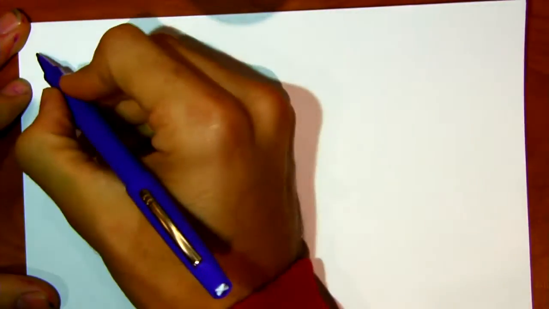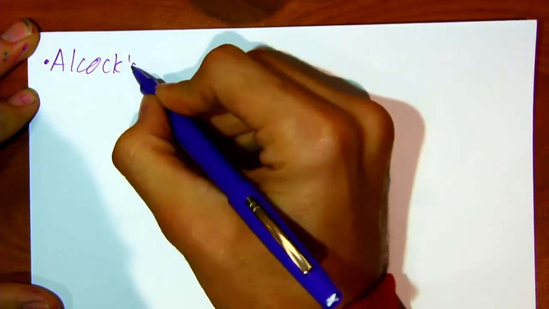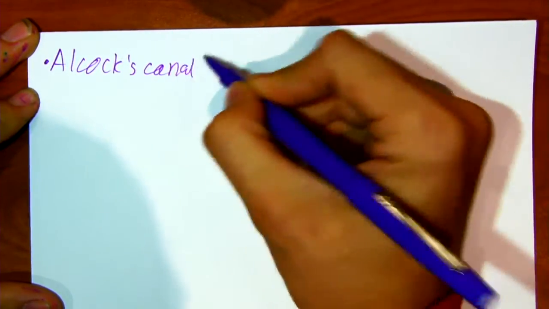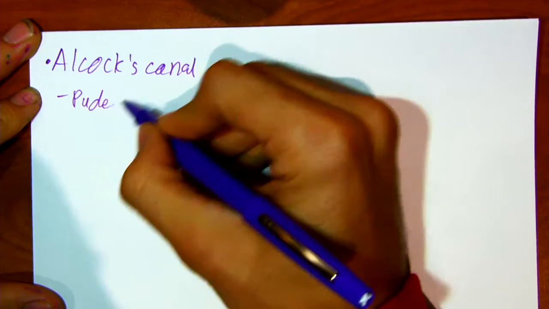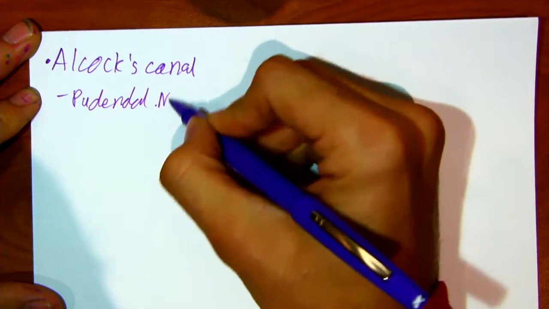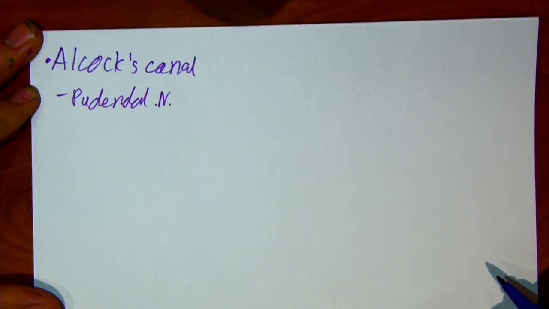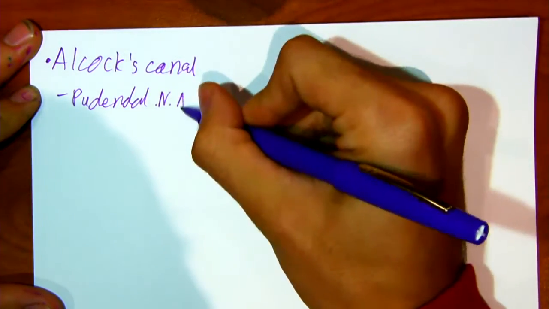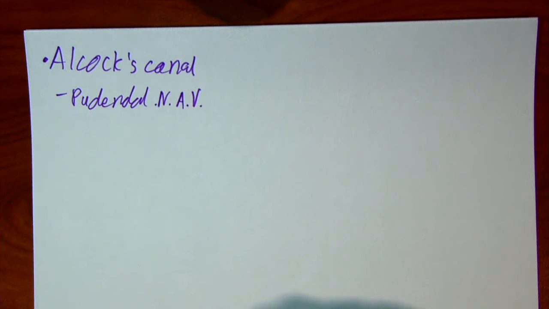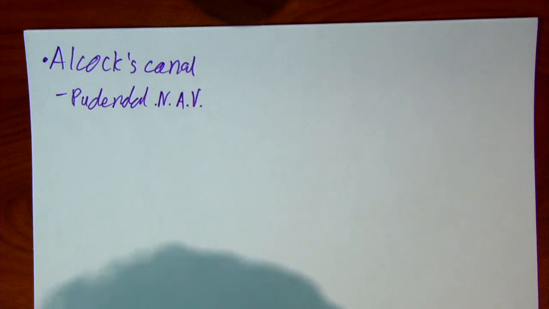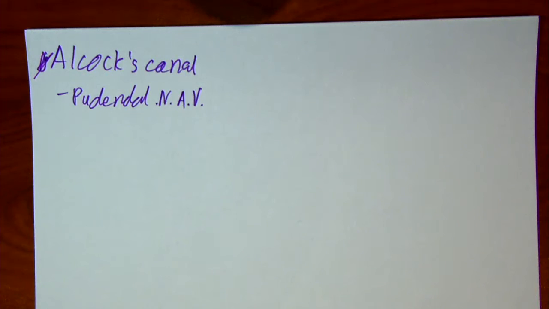So starting with topics we've seen before. Alcock's canal. What are the contents? I heard pudendal nerve. Anything else? Yeah, the pudendal nerve, artery, and vein. You can say nav or you can say van. Whichever naming system you prefer. Alcock's canal. All right.